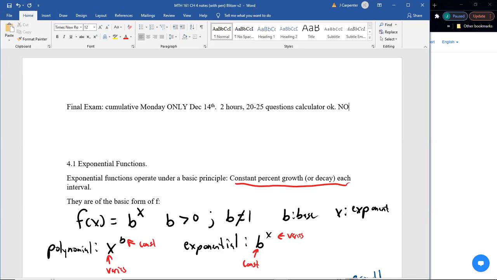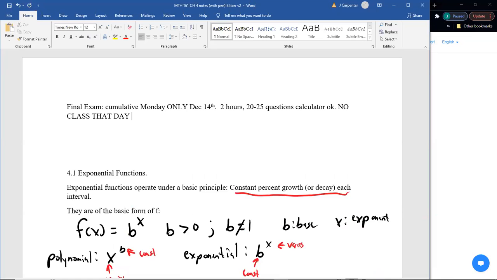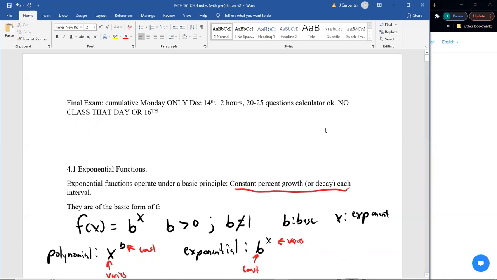We will have no class that day or the 16th. So what is that, the 9th? Yeah, Wednesday the 9th would be our last day that I will actually hold a lecture. And then on the 14th, you just take your test at your convenience, maybe during our class time, maybe in the afternoon, maybe in the morning, whenever you like. And then that will be it. All right, so if you have any questions, email me. And let's continue where we left off.